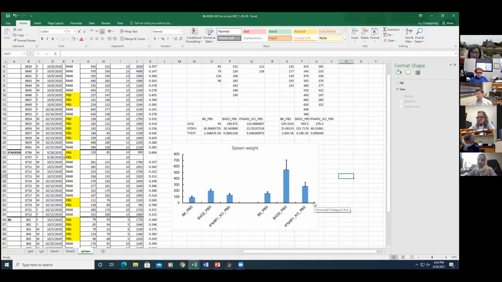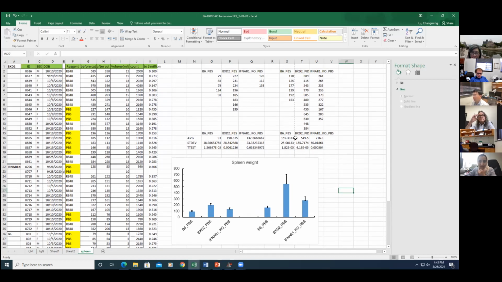Wait a minute. This is the PBS. Yes, the right is... something wrong. Oh, sorry. This is not, right is IF. No, we understand. The labeling is wrong, but well, that's pretty good.